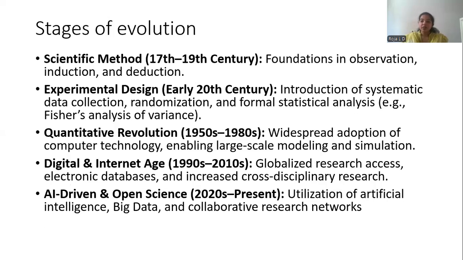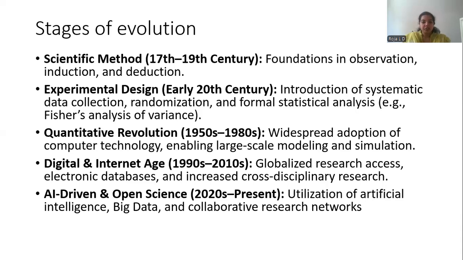So, the stages of evolution you consider. Scientific method, 17th to 19th century, consider. There are many foundations in observation, induction, and deduction. Okay. So when it comes to experimental research, in the early 20th century, there was an introduction of systematic data collection, randomization, and formal statistical analysis. For example, Fisher's analysis of variance. This experimental design evolved in the early 20th century.